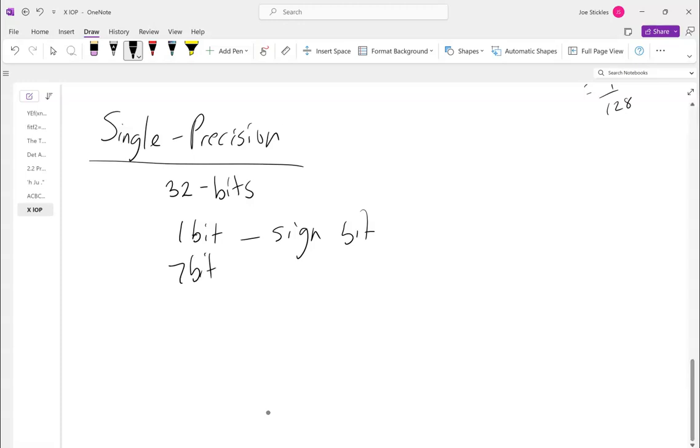Then we use 7 bits for the exponent. Nope, sorry, I lied. We use 8 bits for the exponent. That leaves us 23 for the mantissa part. Again, the 23 doesn't have the leading 1 stored in it, but this is the way we represent single precision numbers. So let's talk about the types of numbers that we can represent and then play around with numbers that are being represented in that case.